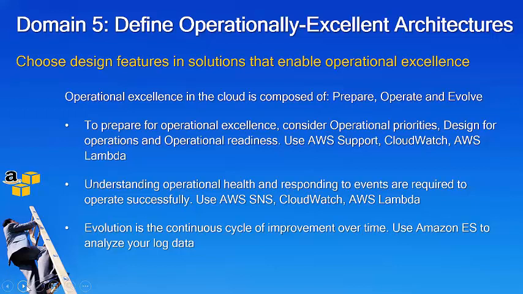Implement frequent small incremental changes based on the lessons learned from your operational activities. The key AWS service that helps you to learn from experience is Amazon Elasticsearch, which allows you to analyze your log data to gain actionable insight quickly and securely. This concludes domain 5, Define Operationally Excellent Architecture, covering 6% of exam scope.